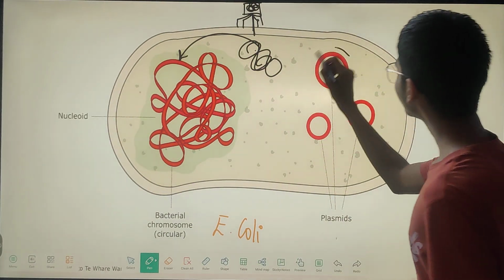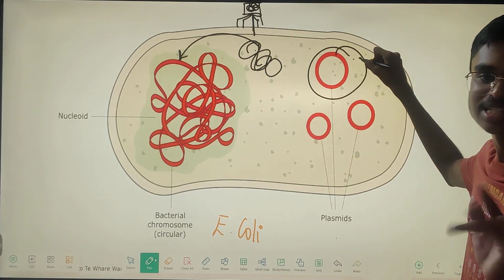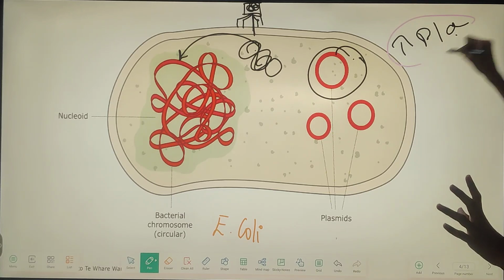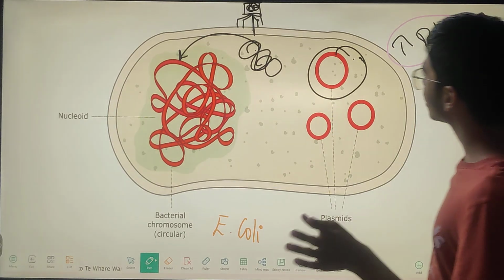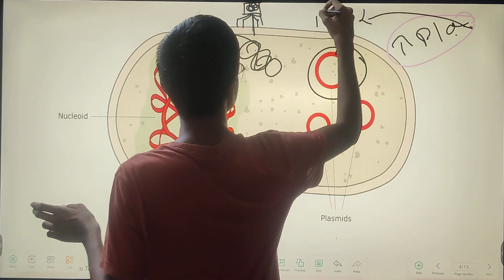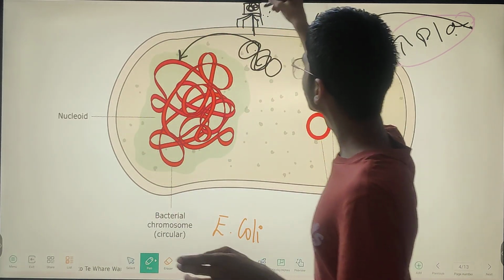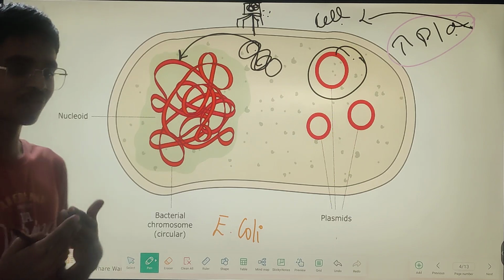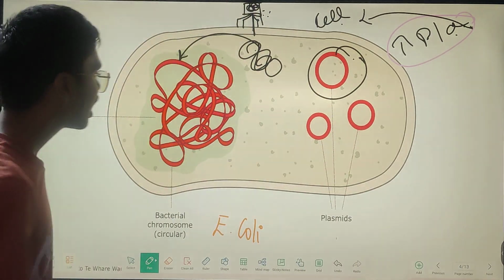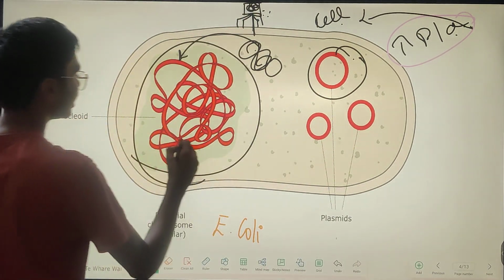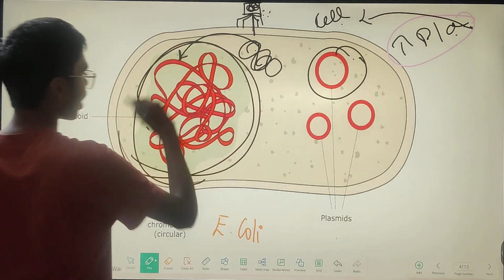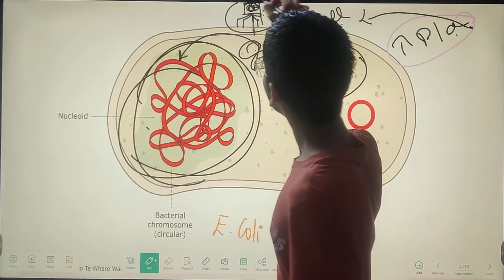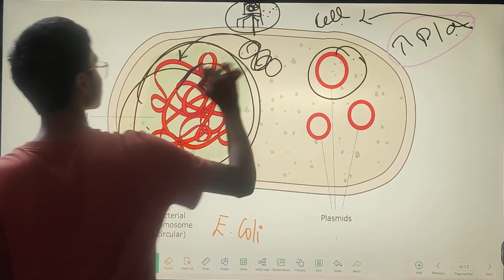When it goes here, it cannot divide. An increase in the number of plasmids does not mean there should be an increase in the cell number also. But here the bacteriophage wants to increase its population size, so it has to go here. Whenever cell division happens, this one's number also increases, because its DNA is in here.